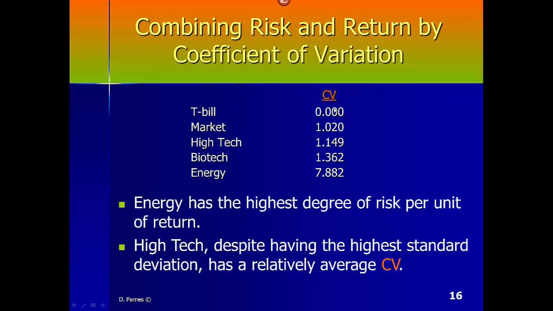Coefficient of variation for T-bills is 0 by definition. For market, it's 1.02. For high-tech, 1.149. Biotechnology, 1.362. And for energy stock, 7.882. Just remember that for T-bill, coefficient of variation is 0 by definition, so we should exclude that. But for all the others, we should pick the one with the lowest coefficient of variation. So right now, the market stock, or the SPDR, the ETF on the S&P 500, looks like a very promising investment because it gives us the lowest CV among all the other investments, excluding treasury bills.